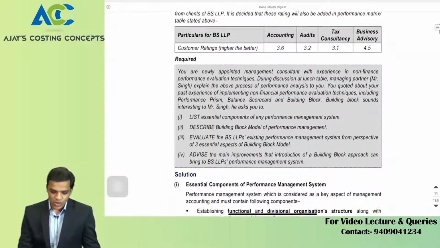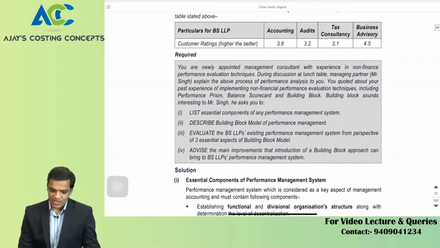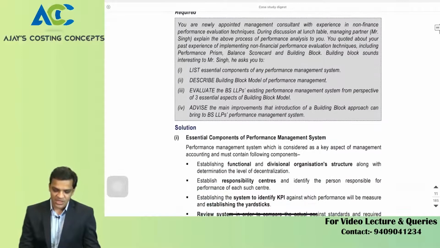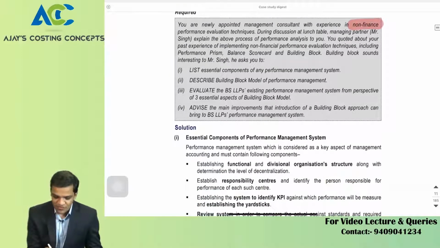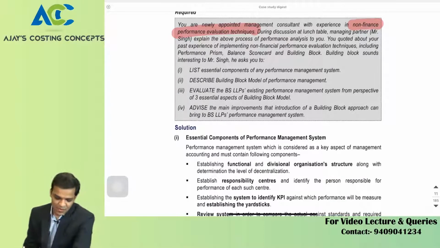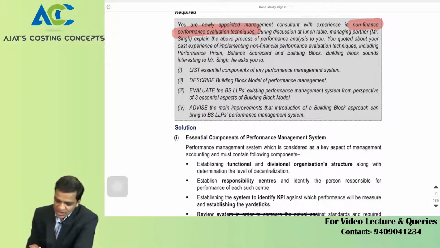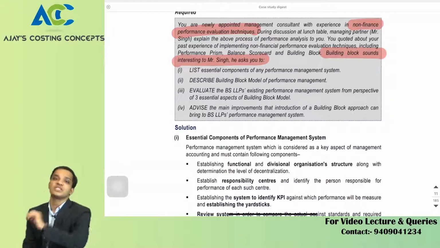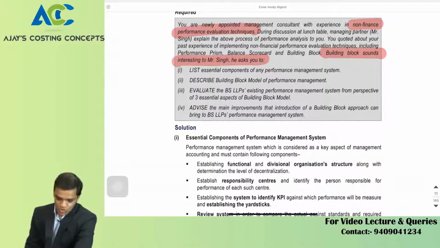Required. You are a newly appointed management consultant with experience in non-financial performance evaluation techniques. During discussion at a lunch table, managing partner Mr. Singh explained the above process of performance analysis to you. You quoted your past experience implementing non-financial performance techniques including the performance prism, balanced scorecard and building block. Building block sounds interesting, right? So now this question comes of building block.